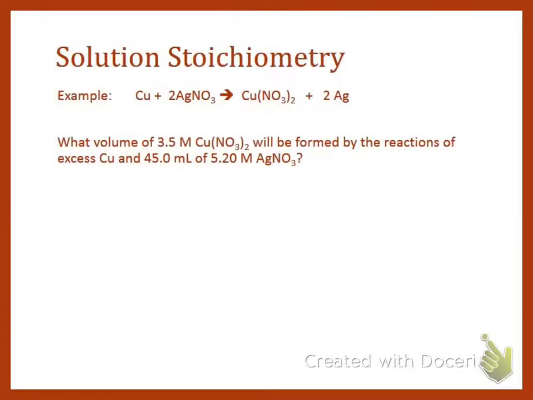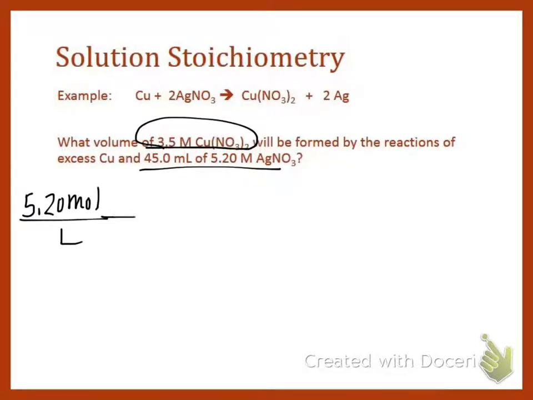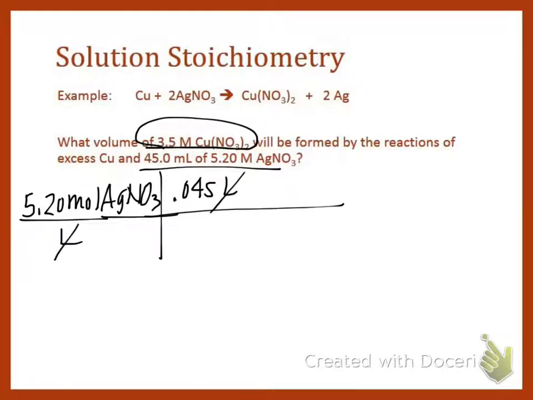Okay, let's do the next example. Same problem, so still the single replacement. This time I want to know what volume of that I can form. So I don't want to start with that. I'm going to start with my reactant. Same thing, 5.20 moles over liter of silver nitrate. I want to get rid of liters, so I'm going to multiply by the volume. Cancel, cancel. Now I have moles of silver nitrate, so now I can use my mole ratio.